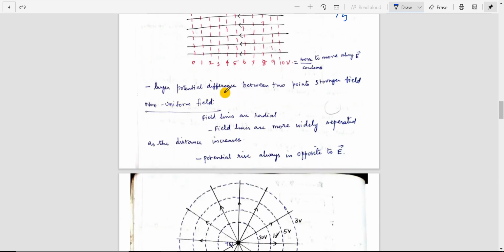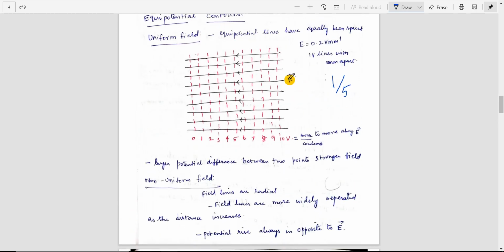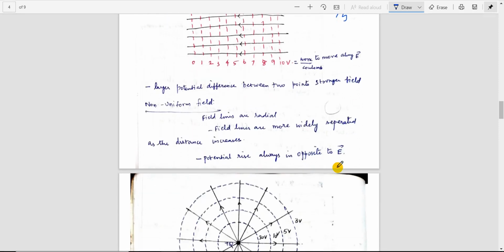A larger potential difference between two points means a stronger field. If the electric field is very strong, then the potential difference between two points will be larger. So if the potential difference is larger, the field will be stronger.